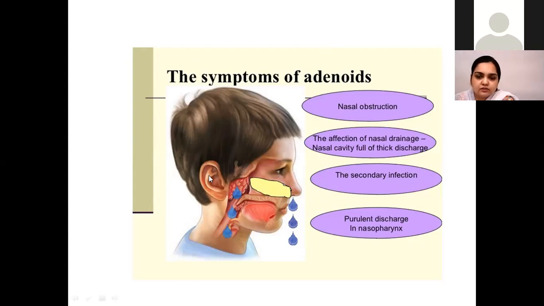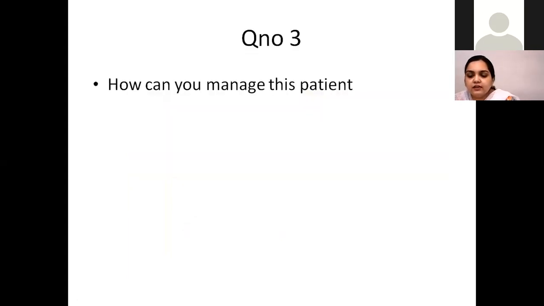Primary infections, secondary symptoms, it can present with the secondary symptoms also. Only the otitis media can occur, not necessarily that the patient presents only with the cough, sleep disturbance, and nasal blockage. Secondary symptoms can occur. How can you manage this patient? What comes to your mind?